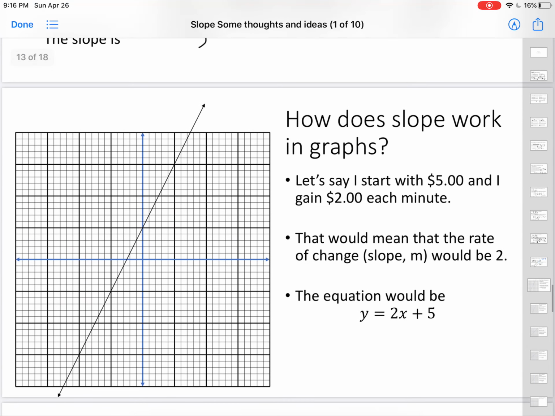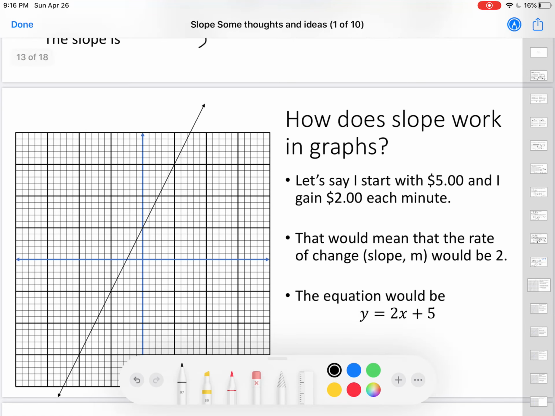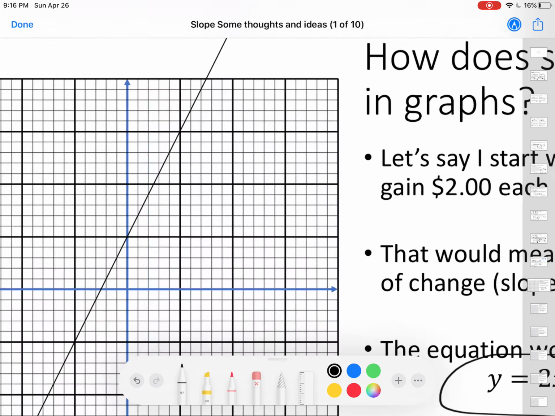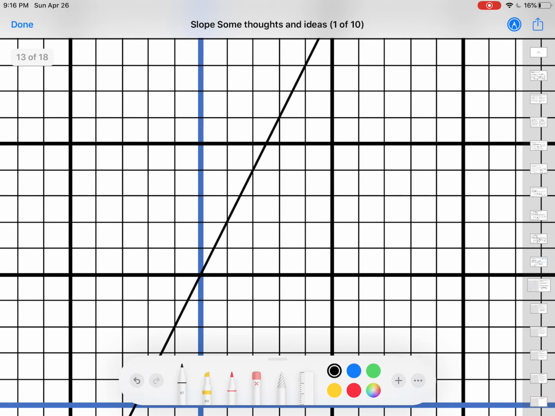All right, how does this work in graphs? Let's say I start with $5 and I gain $2 each minute. That would mean that the slope, the rate of change, would be positive 2. That means each minute I go up. The equation will be y equals 2x plus 5. Let's zoom in a little bit.